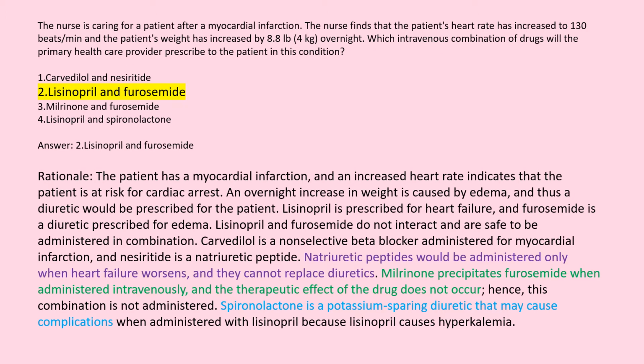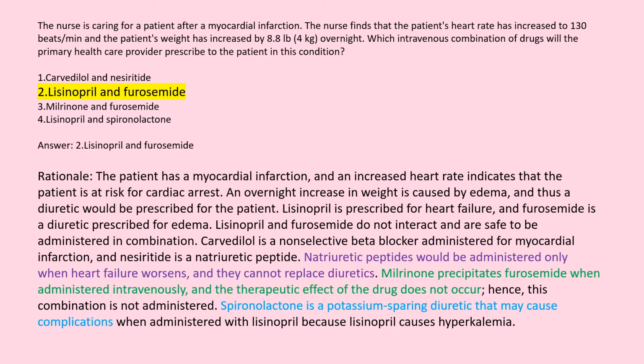Answer. 2. Lisinopril and furosemide. Rationale. The patient has a myocardial infarction, and an increased heart rate indicates that the patient is at risk for cardiac arrest. An overnight increase in weight is caused by edema, and thus a diuretic would be prescribed for the patient. Lisinopril is prescribed for heart failure, and furosemide is a diuretic prescribed for edema.